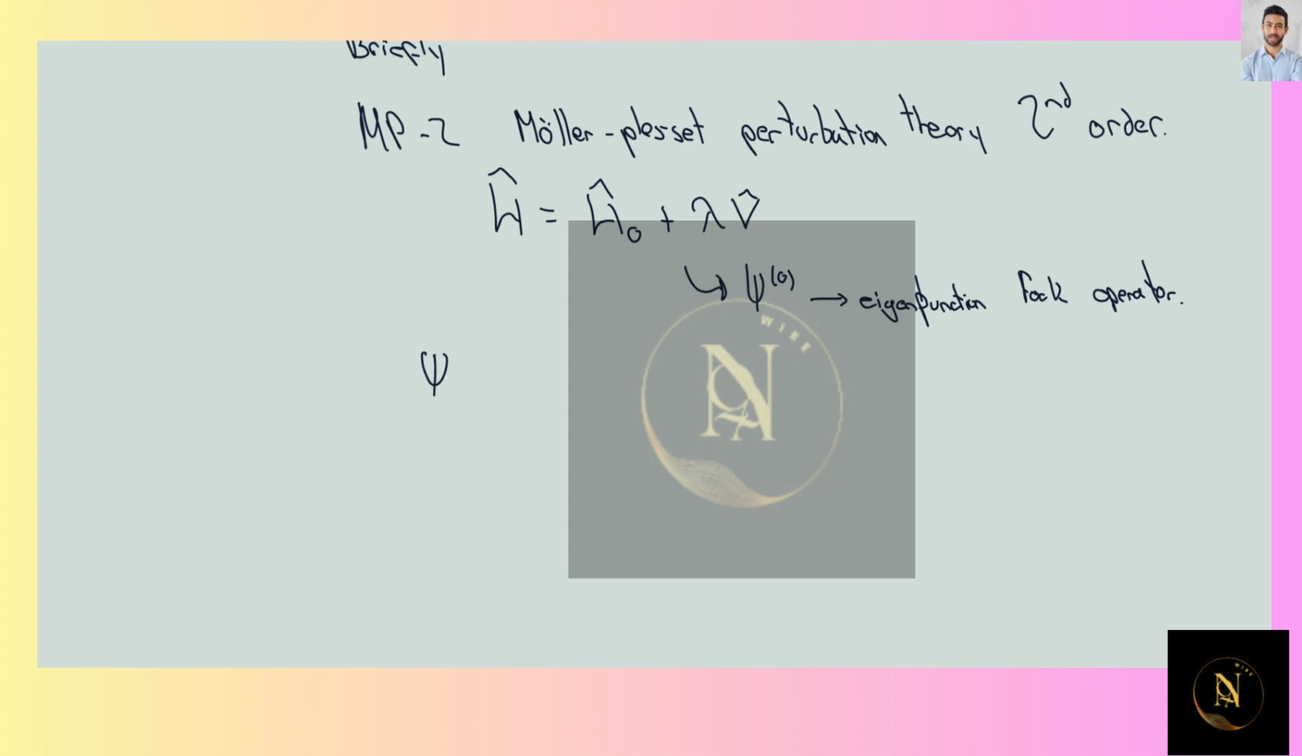Thus, the general wave function for Møller-Plesset up to any order is going to be the expansion from 0 to m, where m is the order of the perturbation, of lambda to the power of i, which is the parameter, times the wave function associated to that section. So in the case of MP2, the wave function would be equal to phi 0 plus lambda times phi of first order plus lambda squared times phi of second order.